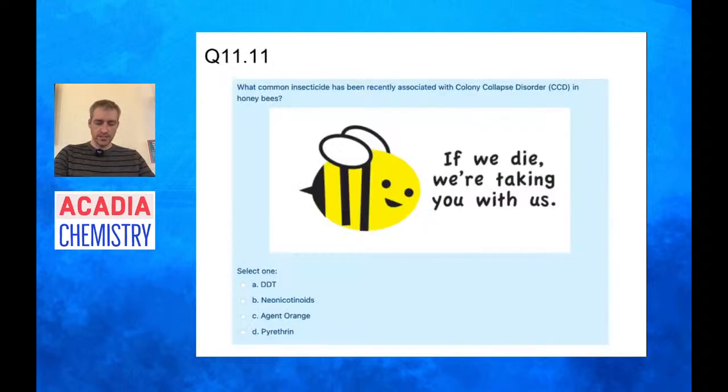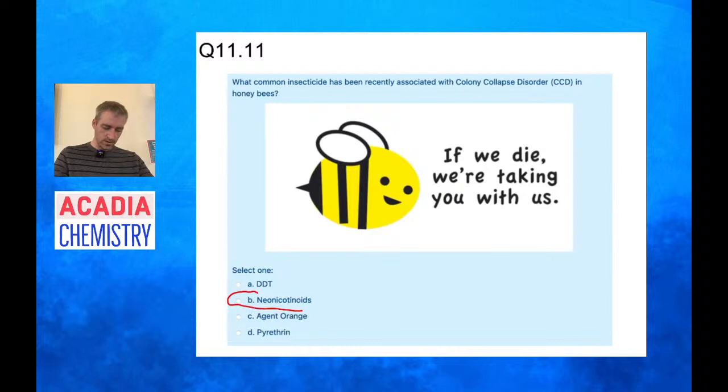Great. One more question. What common insecticide has recently been associated with colony collapse disorder in honeybees? This one should be pretty straightforward. Neonics. Neonicotinoids. Great.